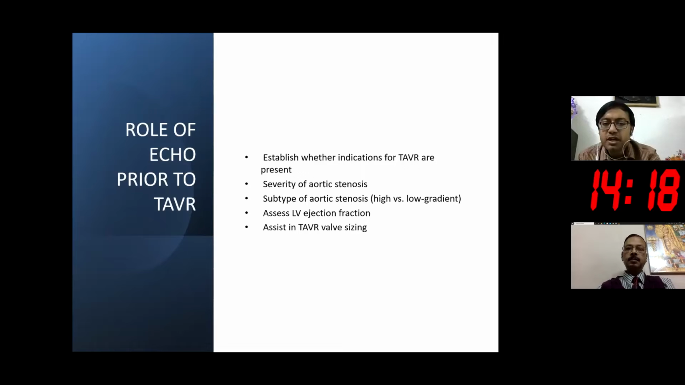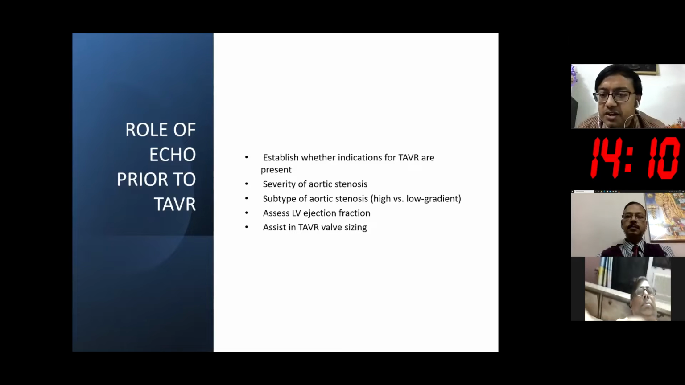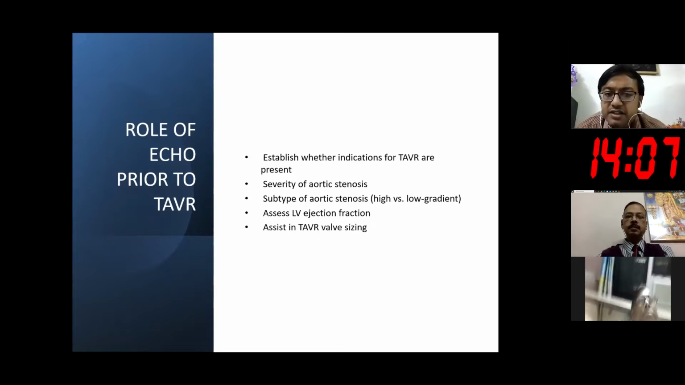It is important prior to TAVR, first to establish the indications of TAVR, that is the severity of aortic stenosis, the subtype of aortic stenosis, whether it is a high gradient or low gradient, to assess the LV ejection fraction, and to assist in the TAVR valve sizing. All these things have been discussed already.